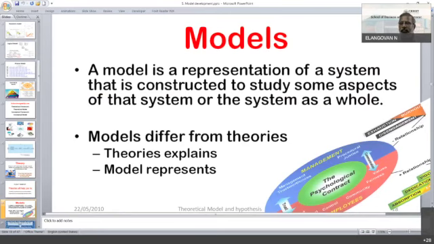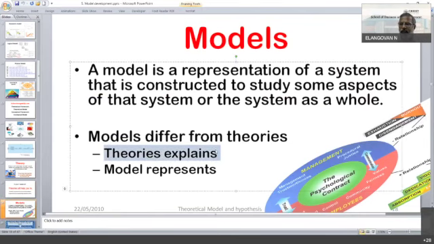A model is a representation of a system that is constructed to study some aspects of the system or the system as a whole. So the difference between a theory and a model is that a theory is a statement, in words, that explains a phenomenon. Whereas a model is a kind of illustration that represents a particular relationship. That is what a model is.